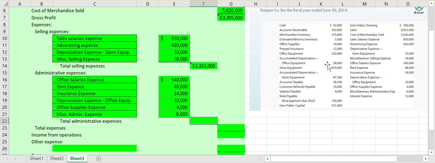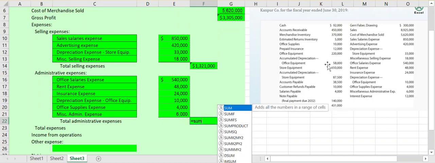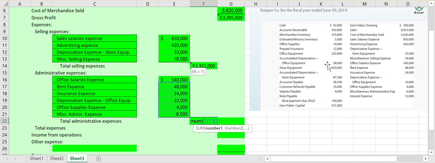Notice there's another expense that comes after miscellaneous administrative expense. Anything that comes after a miscellaneous is going to be put into a different category. So we're going to talk about that one in a second. So we're going to add those together to get our total administrative expenses for the period. And then we're going to add those two subtotals, so our total selling expenses plus our total administrative expenses to get our total expenses for the period.